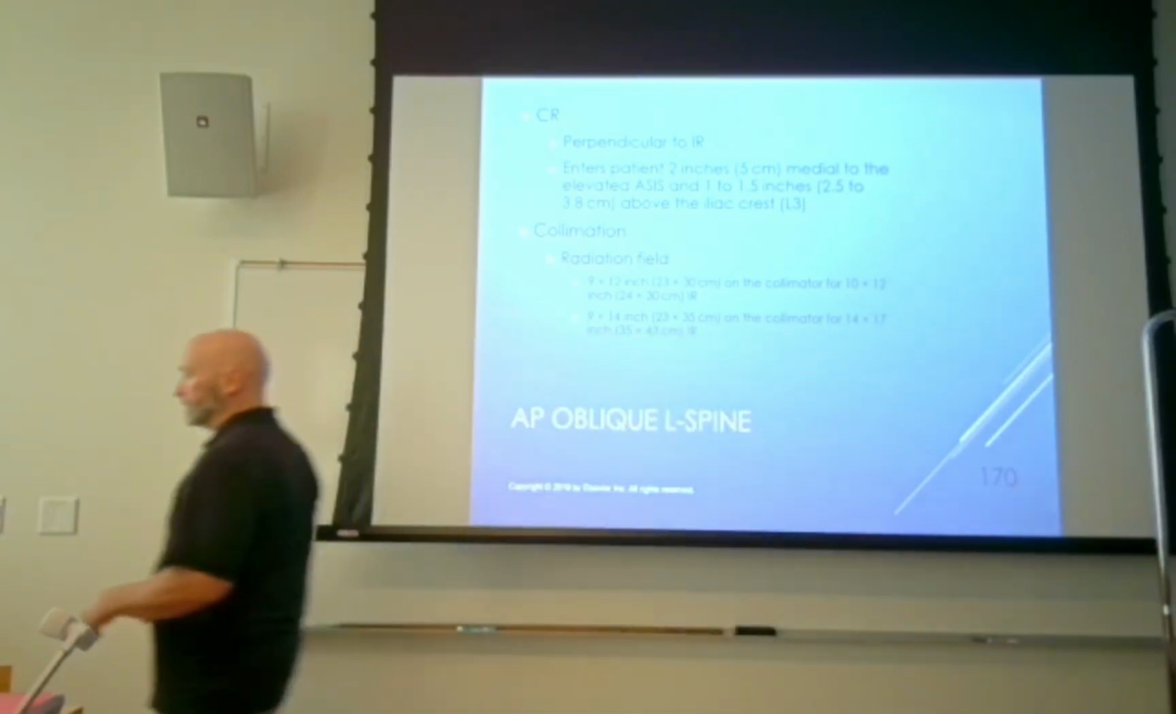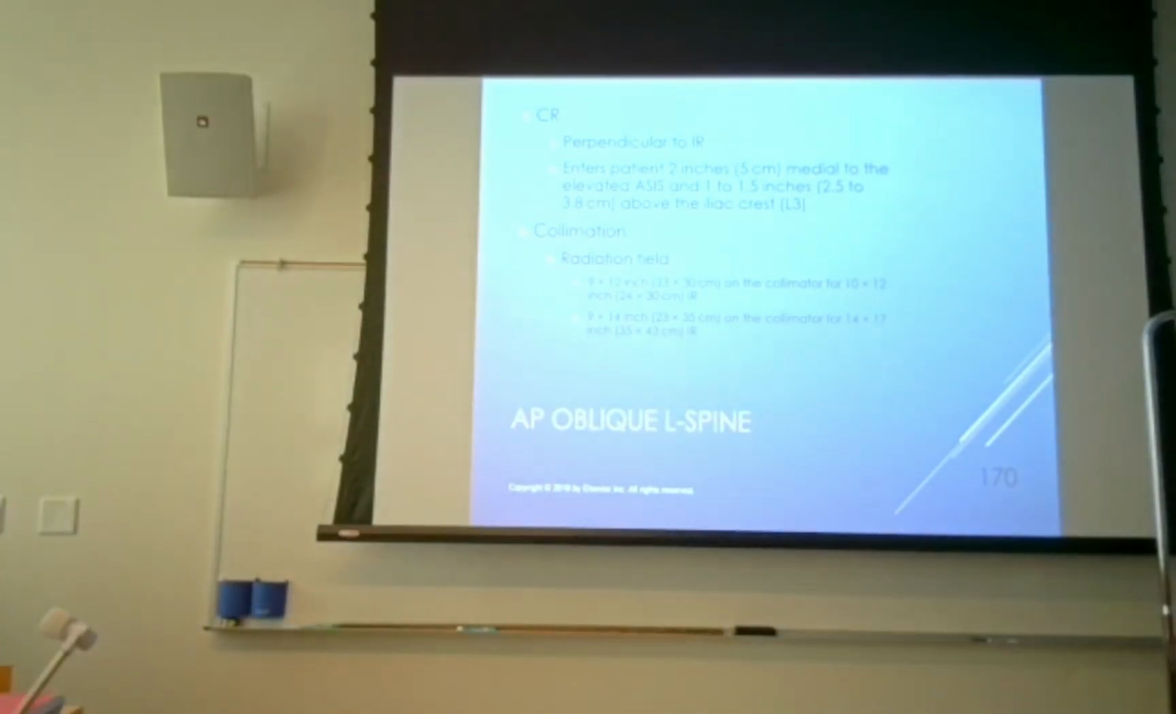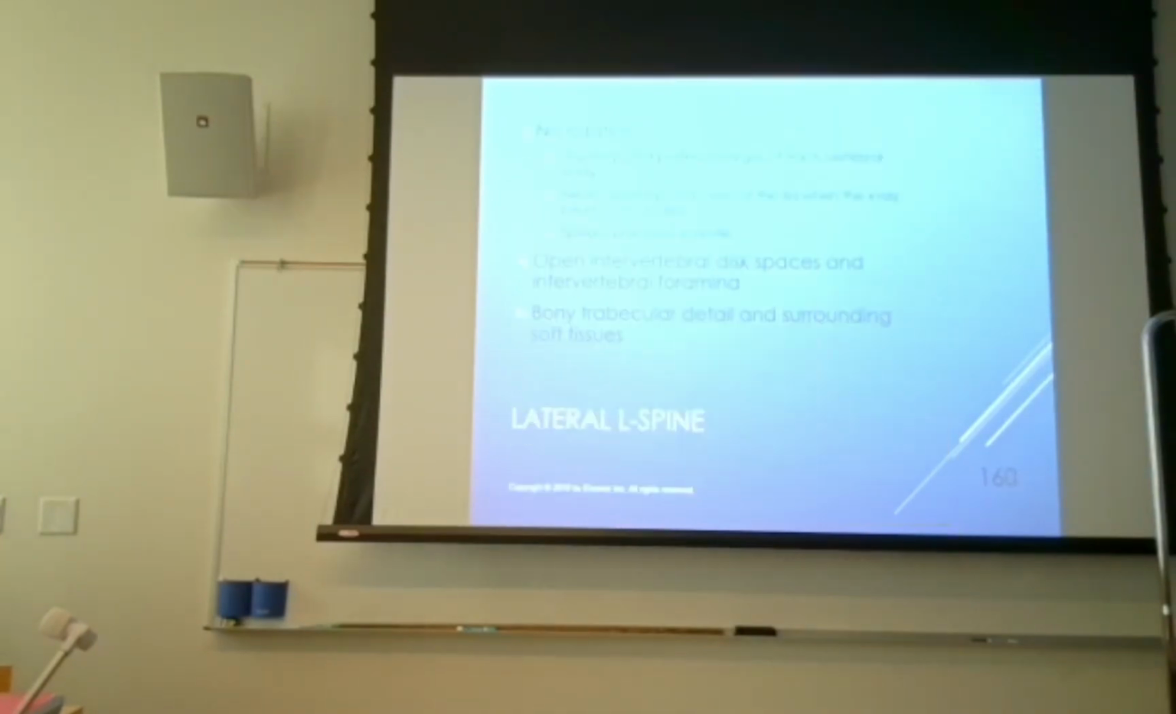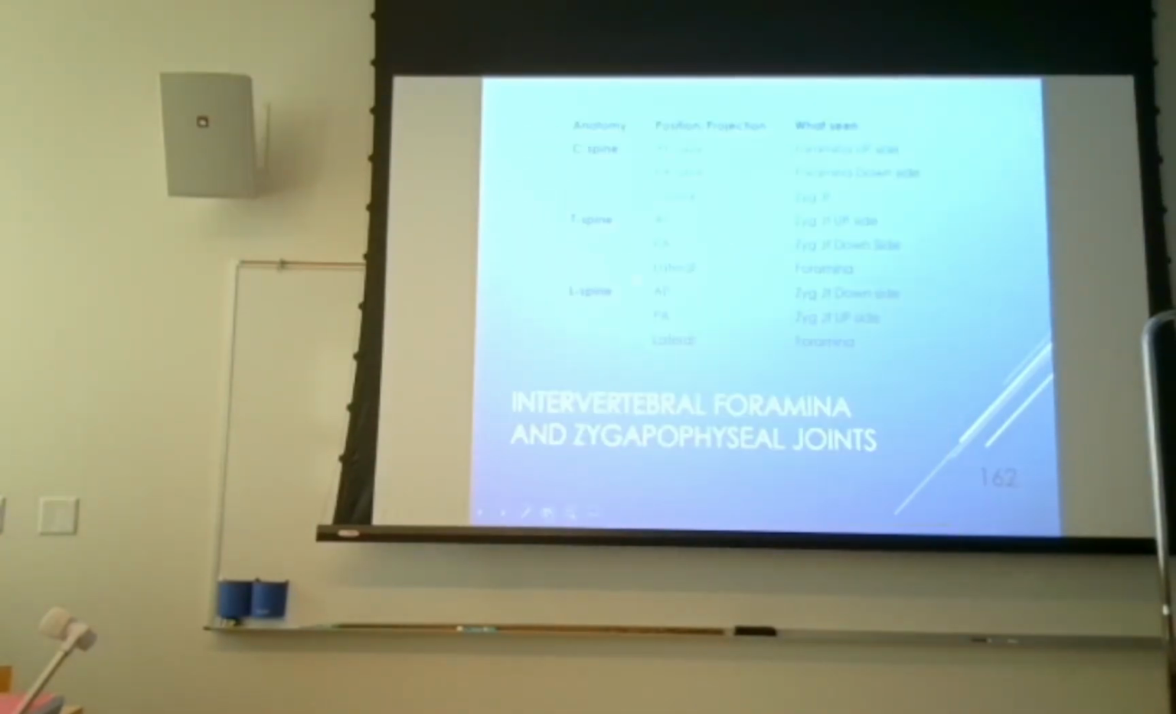All right. So now let's roll back up to see what it is that we're looking for on each one of these. So on the C-spine and T-spine, we established that what we see in the foramina or the zygapophyseal joint is going to be exactly opposite, right?